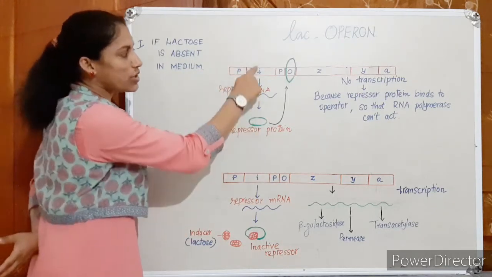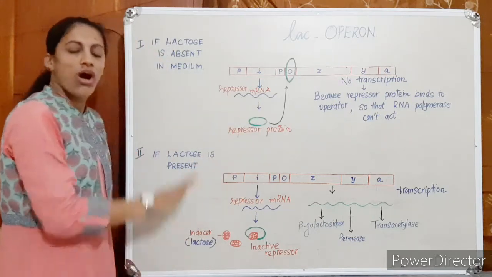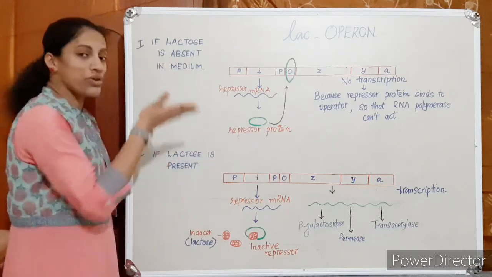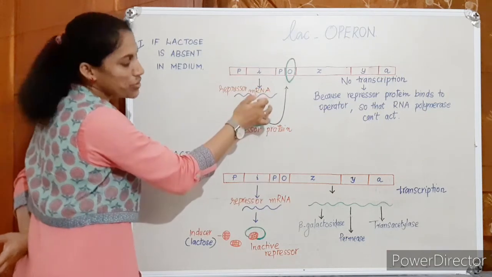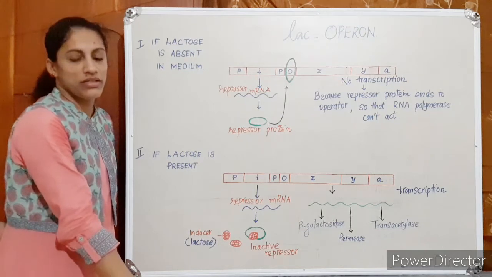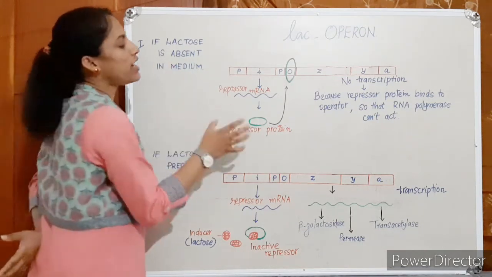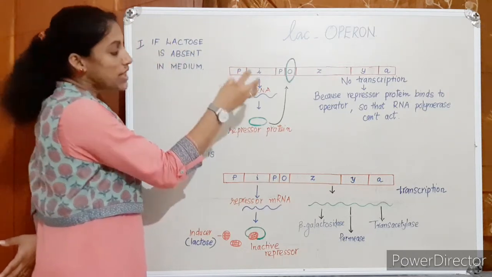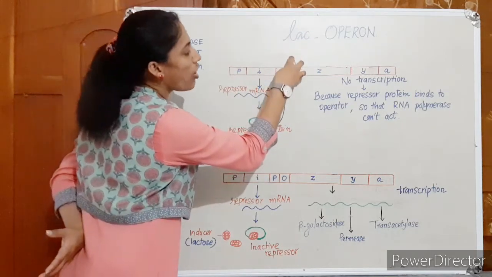Here the regulator is not producing an activator, it is producing a repressor. All the time the repressor is produced. Whether lactose is present or absent, all the time this gene expresses, produces an mRNA, then produces a repressor protein. So it is a constitutively expressed gene. Then understand, if lactose is absent in the medium, this repressor molecule goes and binds to the operator region.